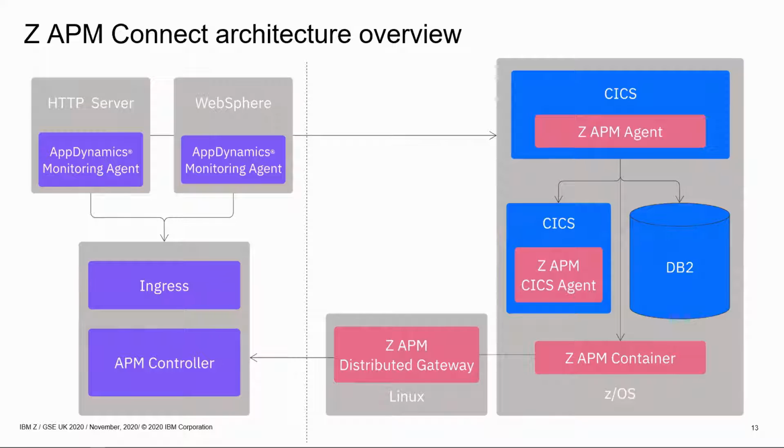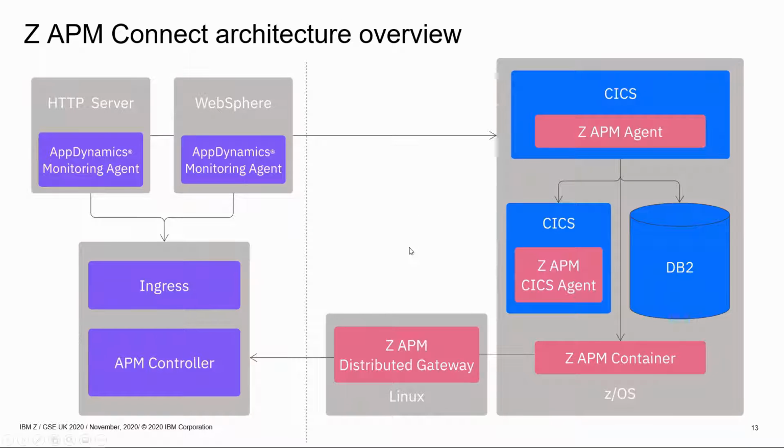So let's take a look at how our Application Performance Management Connect works. We have an agent running on z/OS, collecting all of that transaction data. It adds a token to a lot of the inbound calls that it can trace through IBM Z. It then takes that data, puts it out to our distributed gateway, and sends it to the APM controller, where it can complete that part of the picture.